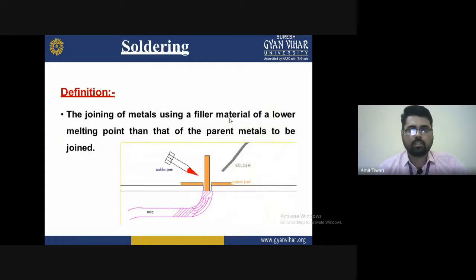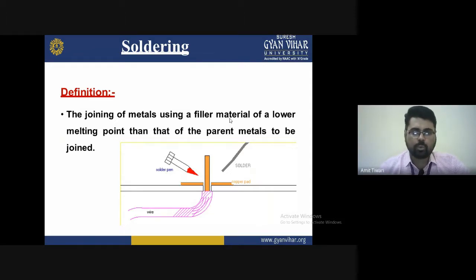Next is solder. Soldering is defined as the joining of metal using a filler material. Just read the line and listen carefully: the joining of metal using a filler material. You just require one filler material of a lower melting point than that of the parent metal to be joined. Obviously, you require a lower melting point than the parent metal you want to join, because if the filler material melts, then you will fill the gap. Otherwise, how would you fill the gap of the welded joint?